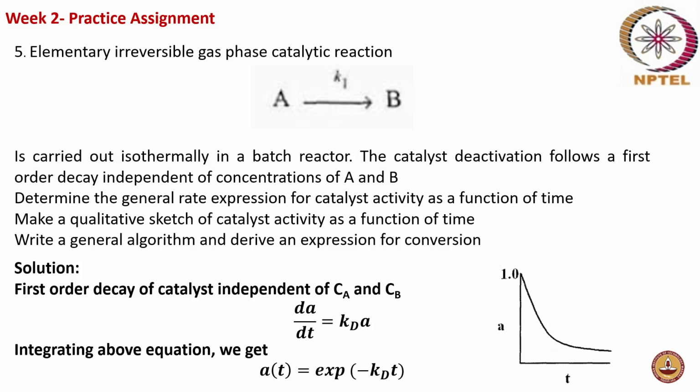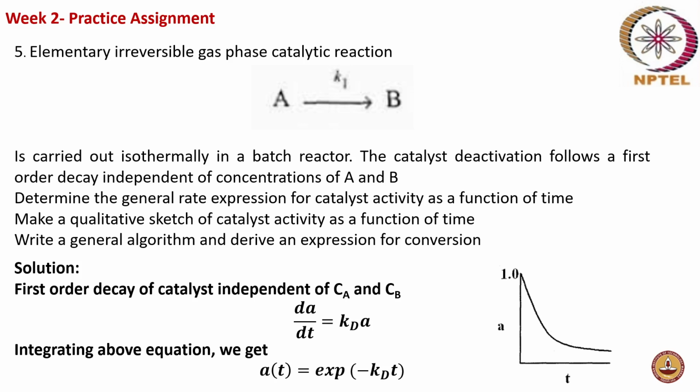Okay, hope you got it. So how do you find the order of this reaction? They have given two indications. One is that it is an elementary irreversible reaction. That means, generally in CRE 1, you would have come across this: if it is an elementary reaction, then your order is the same as your stoichiometric coefficient, right?